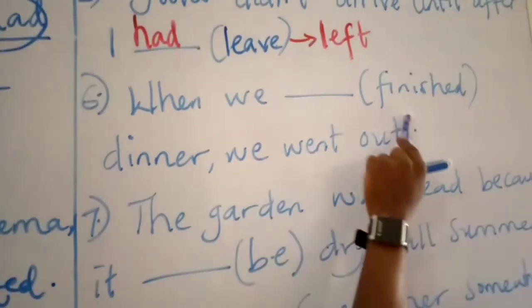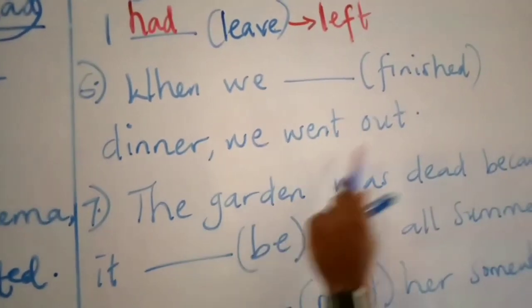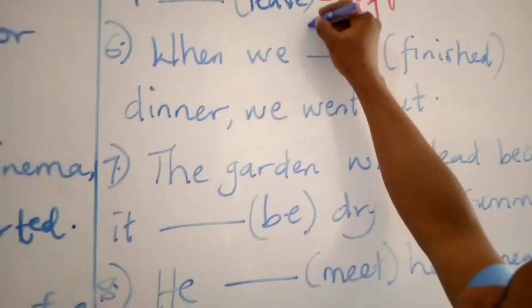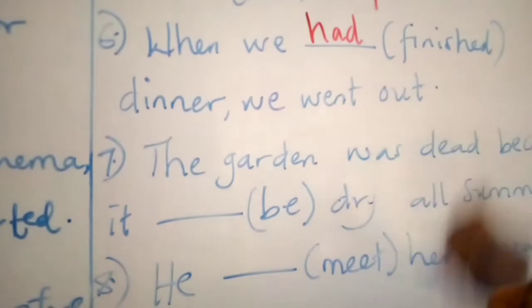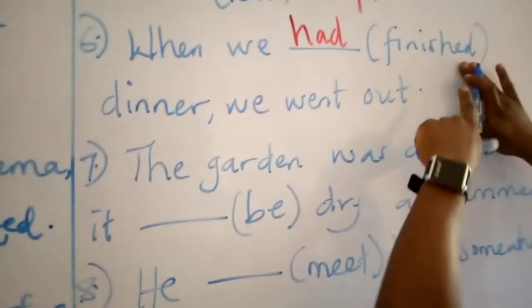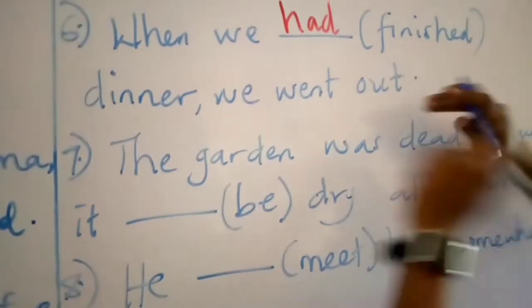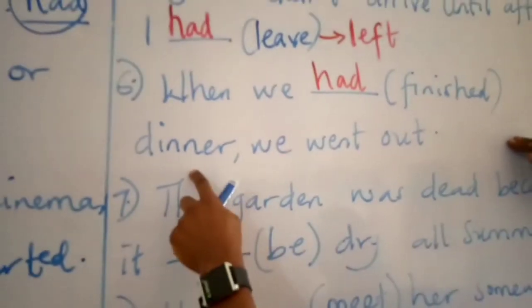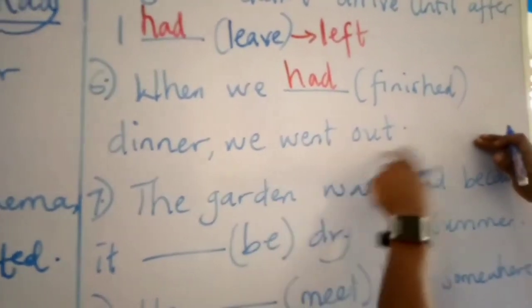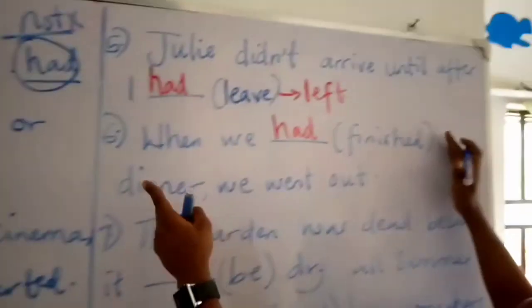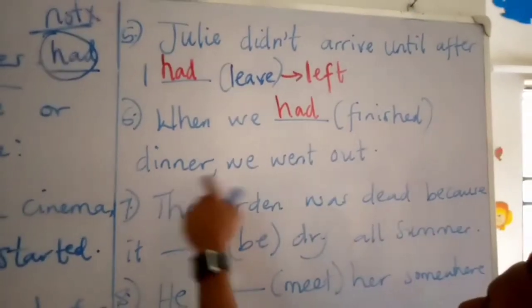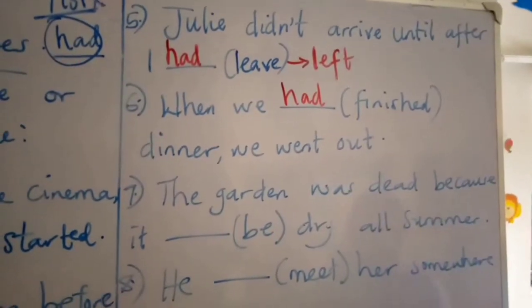Number 6. When we finished dinner, we went out. Becomes when we had finished dinner, we went out. So this is correct. Had finished dinner, we went out.